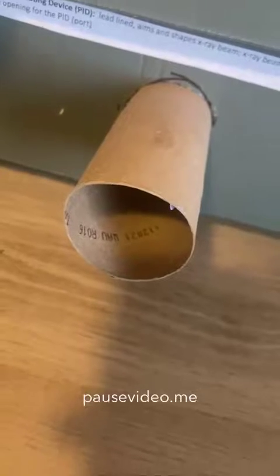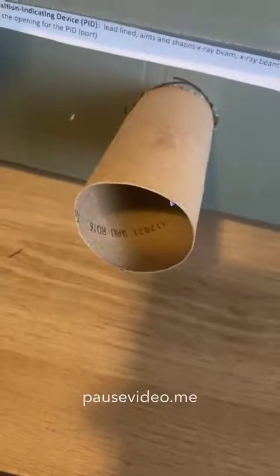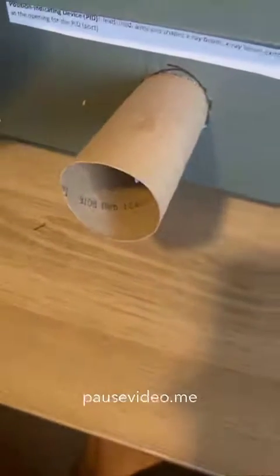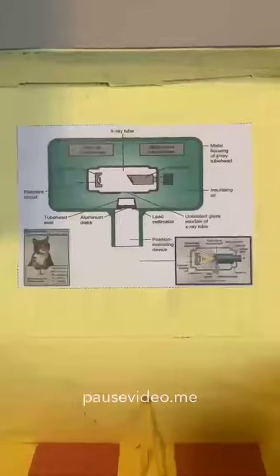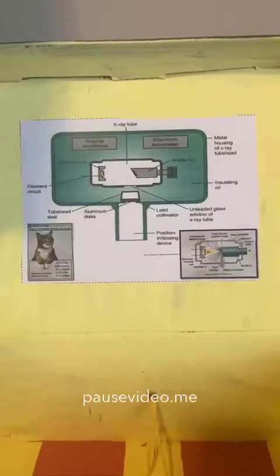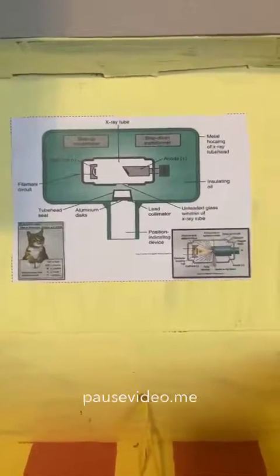The label is right here. The PID is a lead-lined object that aims and shapes the X-ray beam. Also, the X-ray beam exits through this tube head and through the opening here. Also, here's the X-ray information label.